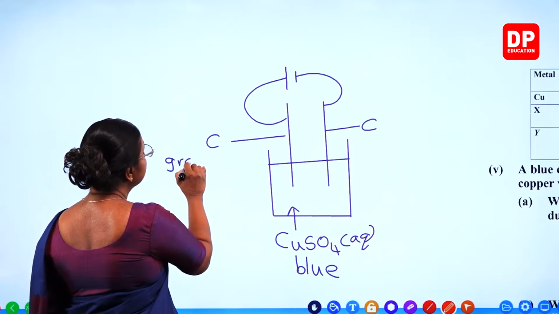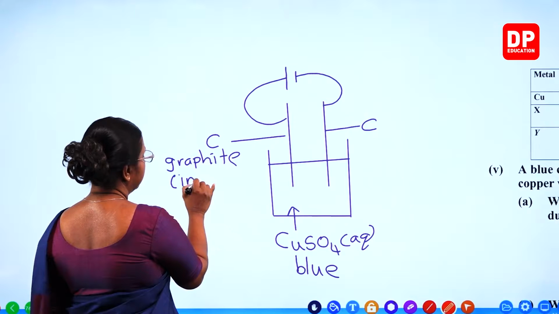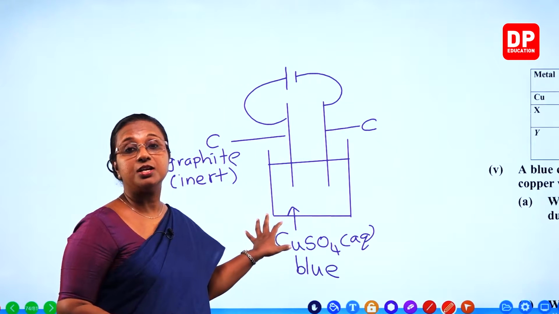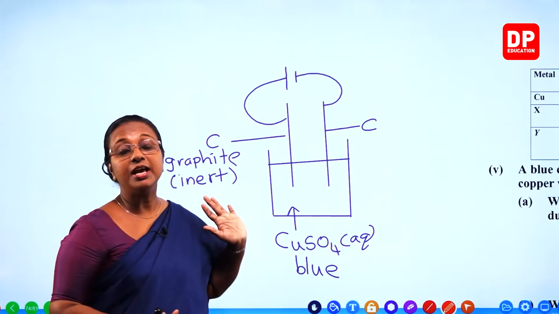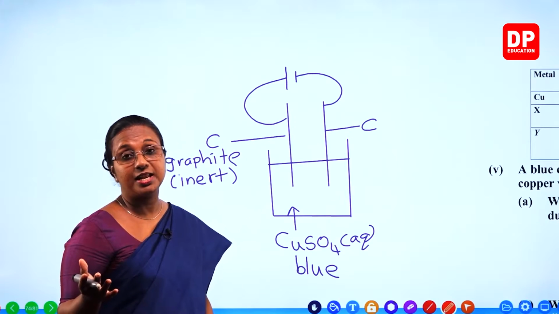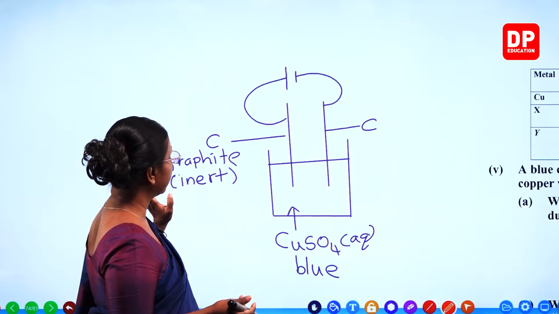Graphite is an inert electrode. Graphite is inert. It does not react with the electrolyte or undergo any change during electrolysis. That is why we use graphite. Platinum also is an inert electrode, but here it is the graphite electrode that is used.